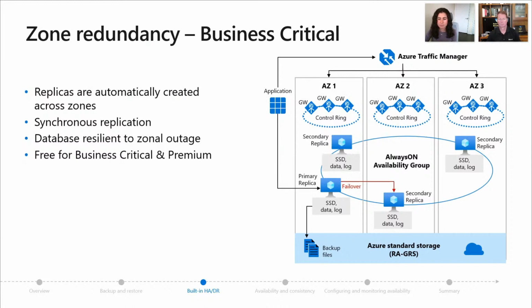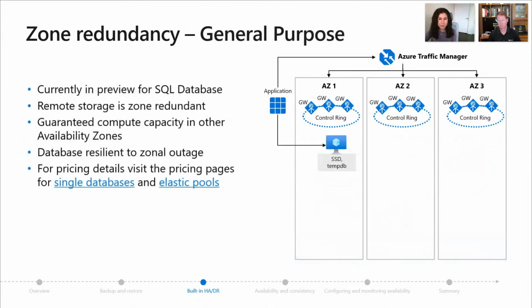So that's Business Critical. And if we look at General Purpose, we recently came out with a preview for this, and that preview came first for your provisioned databases, and even more recently, I think just a few weeks ago, for your serverless databases. And this is going to help keep your database, again, resilient to zonal outages if it's a General Purpose database. Now let's look at how this works. It's a little bit different.